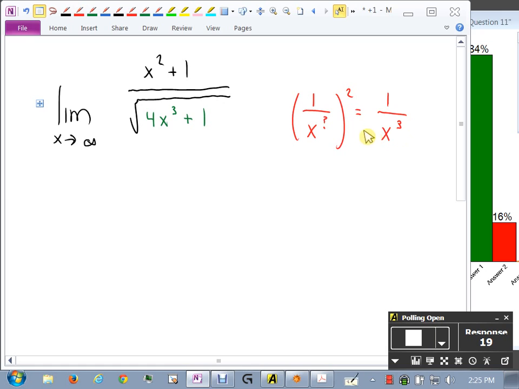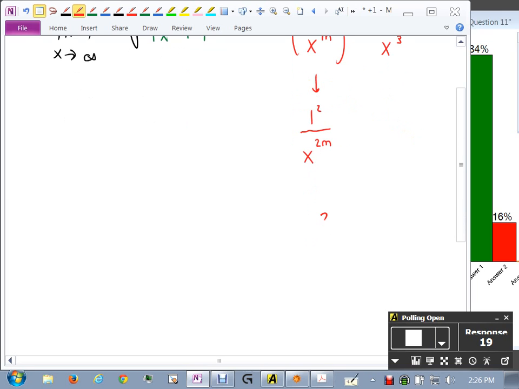So properties of exponents say that 1 squared is going to give me the 1. And then this right here, let me call that question mark M, okay? M is what we want. This statement right here is the same as 1 squared over x to the 2m, because we're taking x to the m and squaring it, which means you multiply the exponents, the m times the 2. So I need this 2m to turn into a 3. Right? So I need m to be 3/2. That's the way it would work.